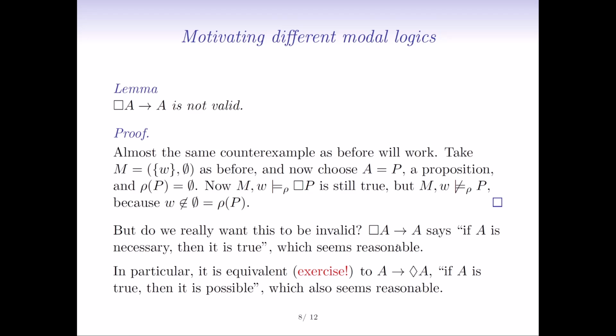Another way of looking at this formula is to turn it round. If you turn the implication around and play around with negations, a good exercise for you will be to show that this formula is equivalent to A implies diamond A, which says that if A is true, then it is also possible. Again, that seems kind of reasonable, but for the same reason as above, it's in fact not valid. So it's worth thinking about whether we can tweak our logic so that it is.